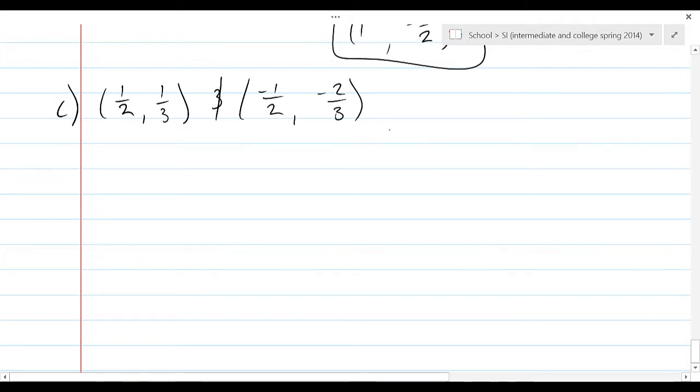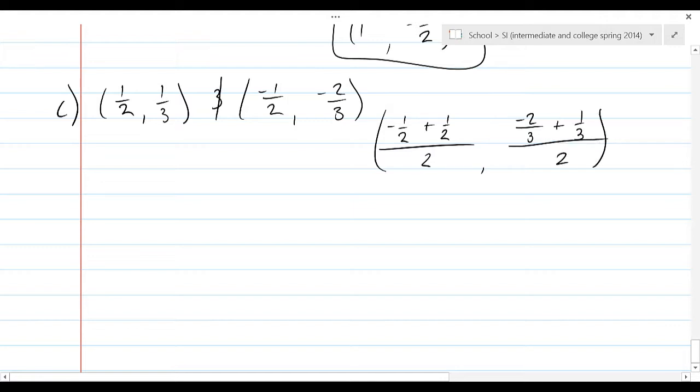We've got negative 1/2 plus 1/2 over 2, comma, negative 2/3 plus 1/3 divided by 2. Well, we've got negative 1/2 plus 1/2. Well, that's 0. 0 divided by 2 is 0.